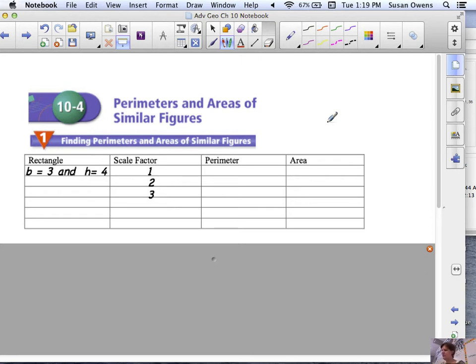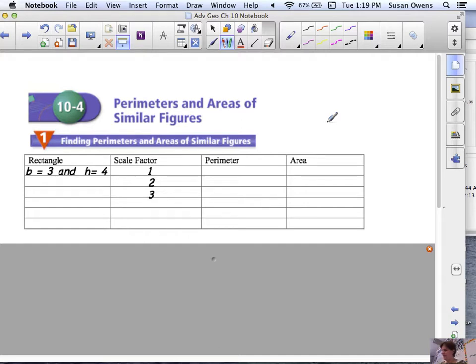Today's video is for Advanced Geometry, Chapter 10, Section 4, Perimeter and Areas of Similar Figures. So when you were in 7th grade math, you did some area and perimeter stuff where you learned about scale factors and how to use scale factors to take a look at areas. So we're going to do something kind of similar, and I want to derive it. What we want to do is look at scale factor, and how that affects the perimeter and how that affects the area.